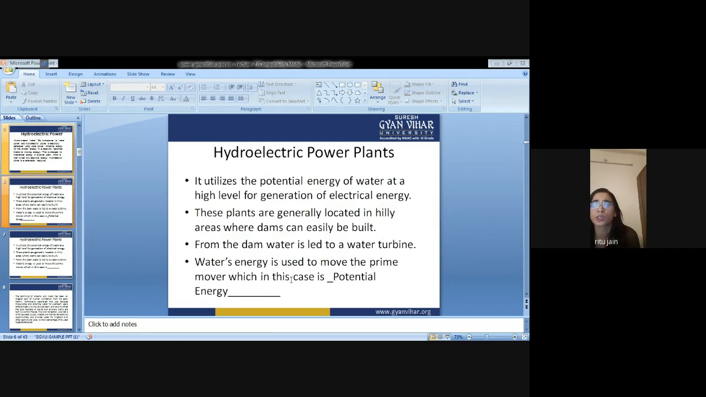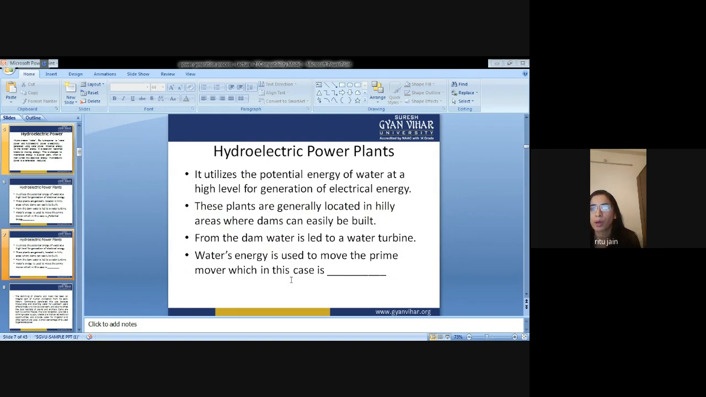These plants are generally located in hilly areas where dams can be easily made. From the dam, water is led to a water turbine. The water turbine converts the kinetic energy of water into mechanical energy. The turbine is also connected to the generator, where mechanical energy is converted into electrical energy. So water energy is used to move the prime mover, which in this case is potential energy. So, hydroelectric power plants.